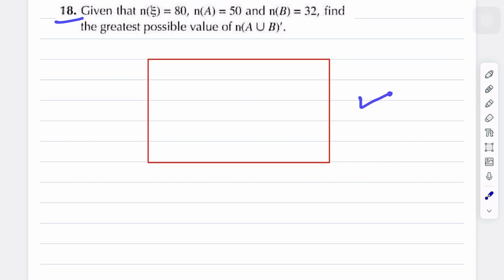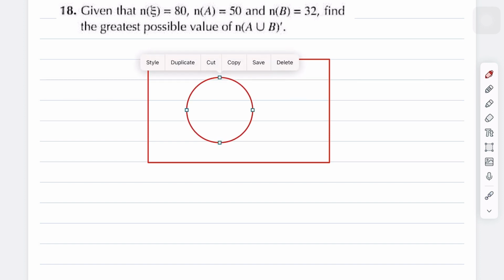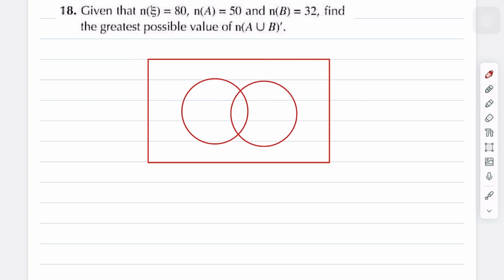Question number 18. Although you can do this question without the help of this Venn diagram, but so far we have done all these questions with this Venn diagram, so I am going to use it. This is your first set. Let the second set be this. There are 80 students in universal set. There are 50 students in first and 32 in the second.